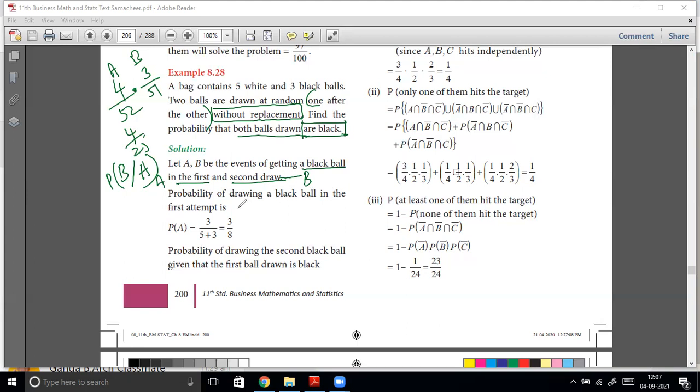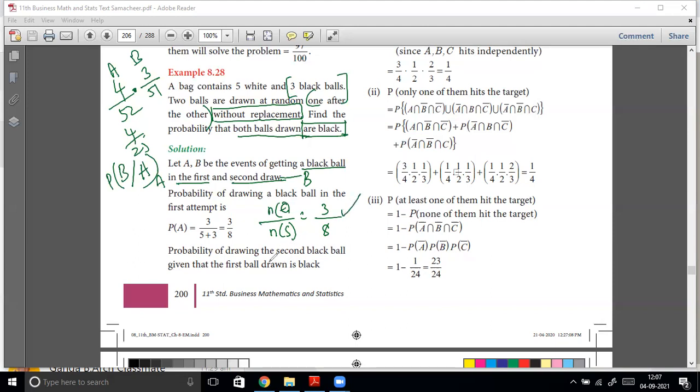Drawing a black ball in the first attempt. There are 3 black balls. So n of the event by n of the total sample space, so 3 divided by 8. Total sample space, 8 balls are there. How many black balls are there? 3 is there. So P of A is very easy.